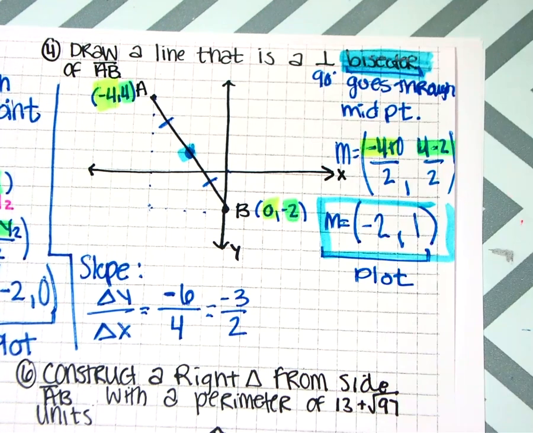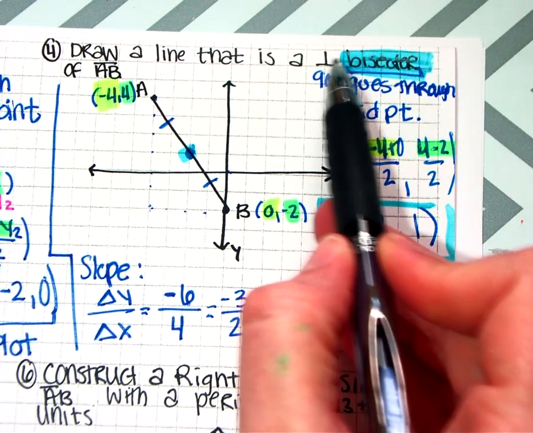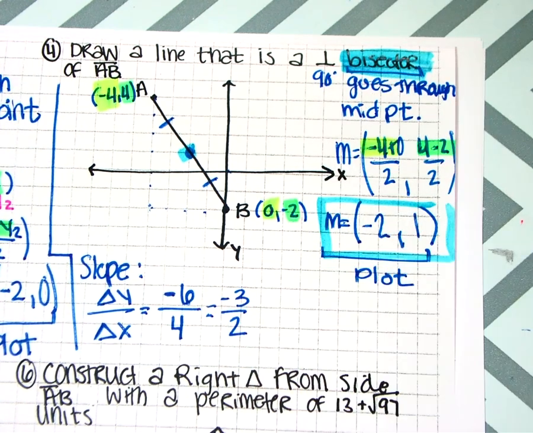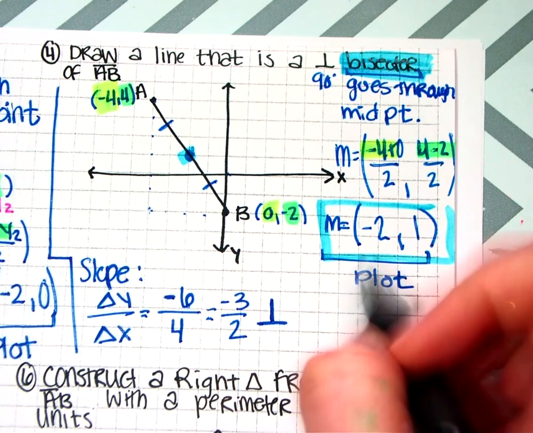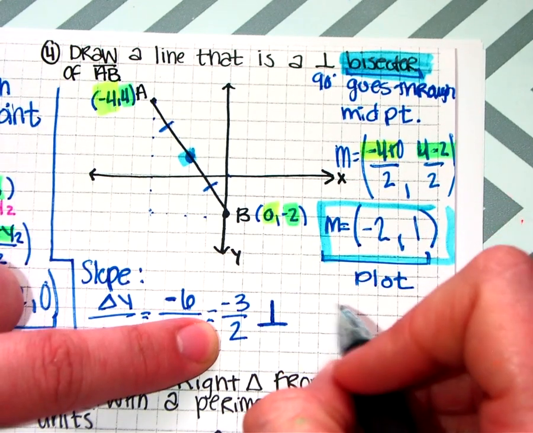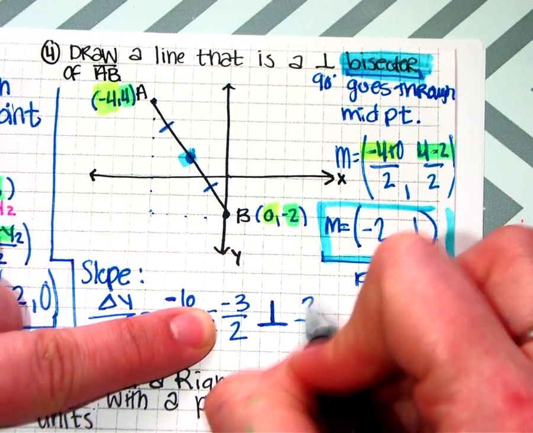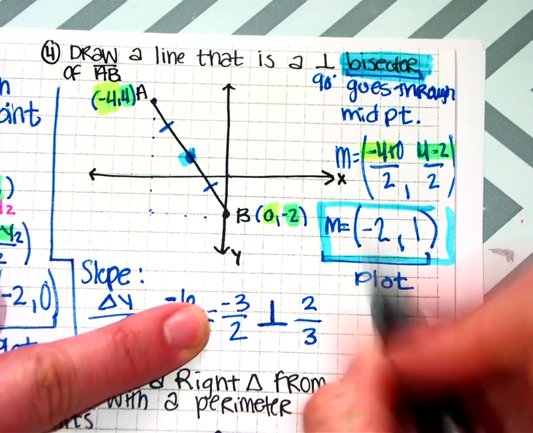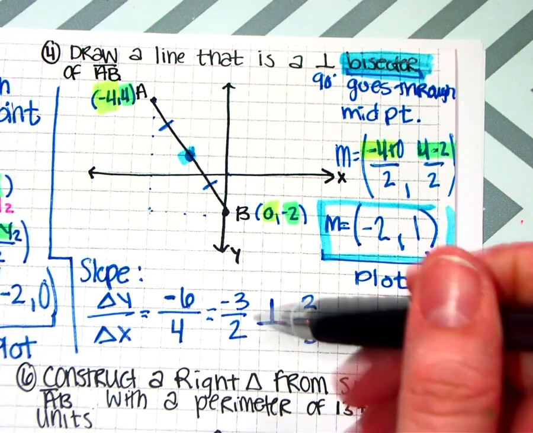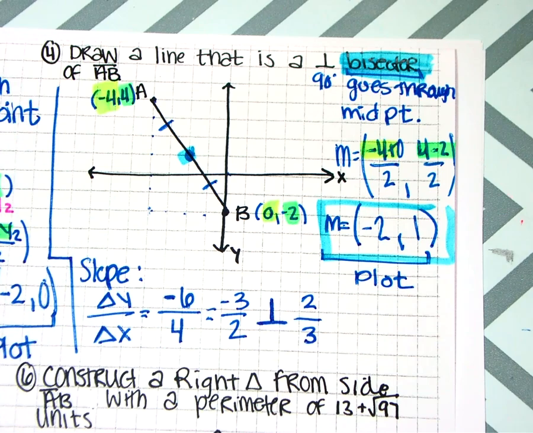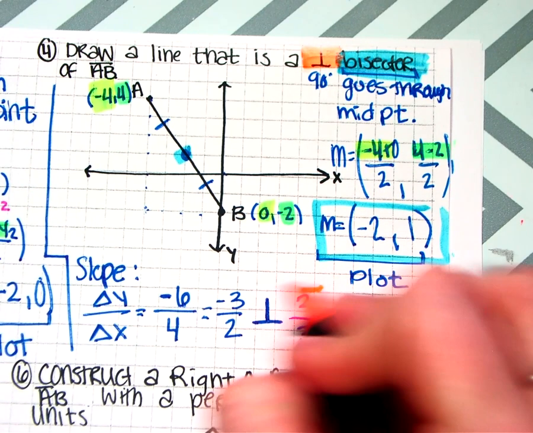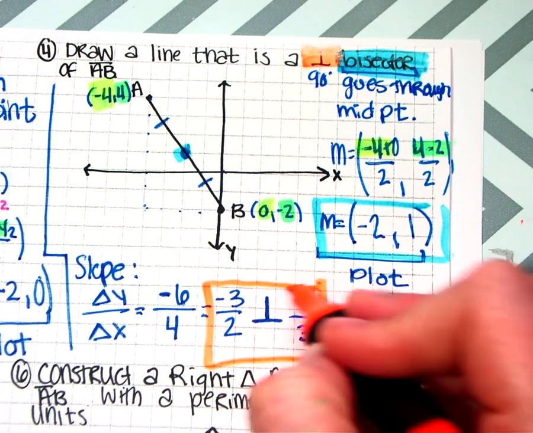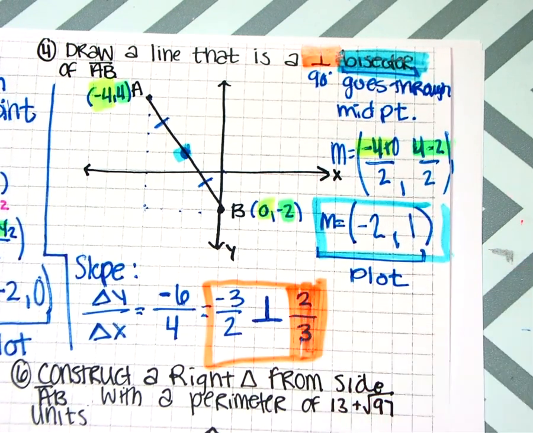We need to make it perpendicular because we want a perpendicular bisector. So to make it perpendicular, it's opposite reciprocal, which means reciprocal flips the fraction, 2 over 3. Opposite means change the sign. If you have a negative in the first fraction, you get no negative in the second fraction. So what we just did was we made it perpendicular by flipping the fraction and changing the sign. And this is what you want to graph.